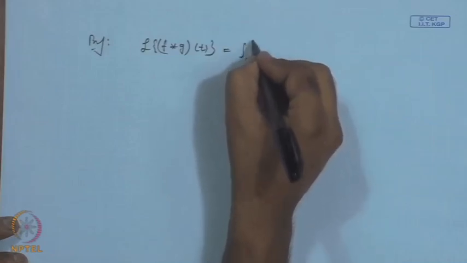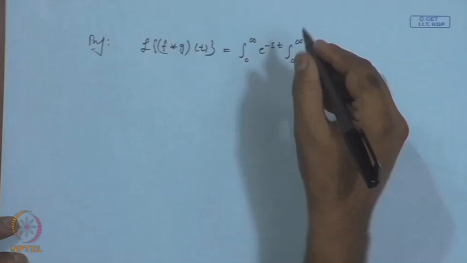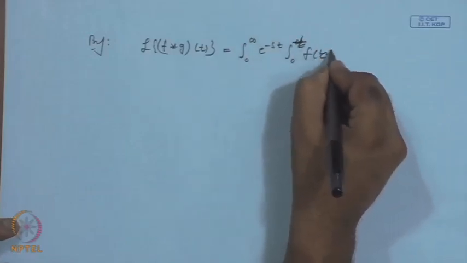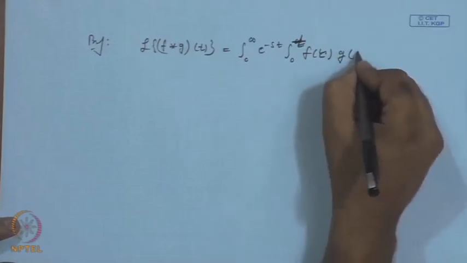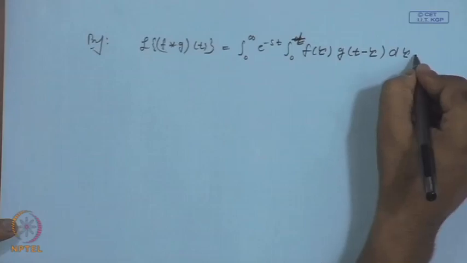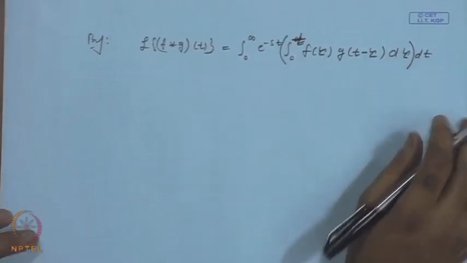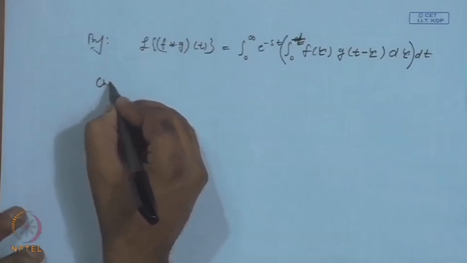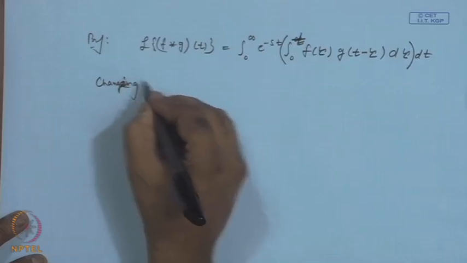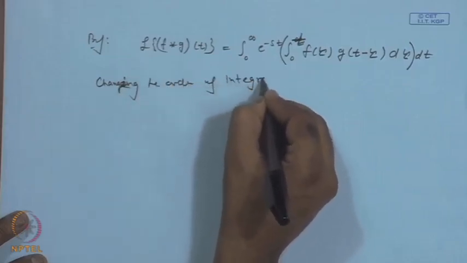By the definition, we have the integral from 0 to infinity of e to the minus s t, and this convolution integral from 0 to t of f(tau) g(t minus tau) d tau, and dt. So, this is the convolution integral here. We change the order of integration to simplify this.